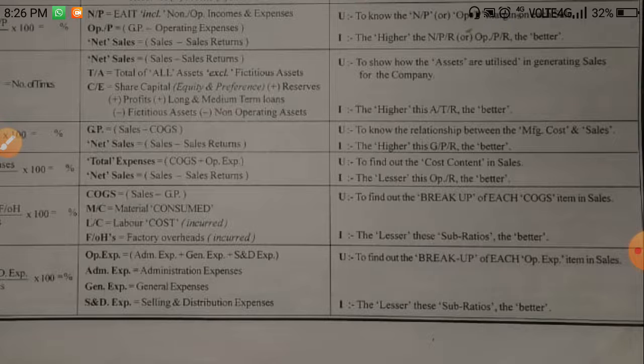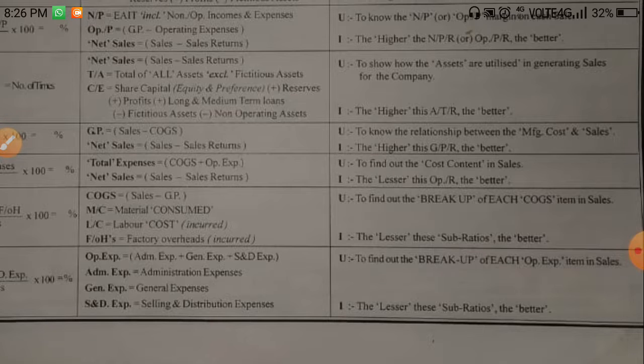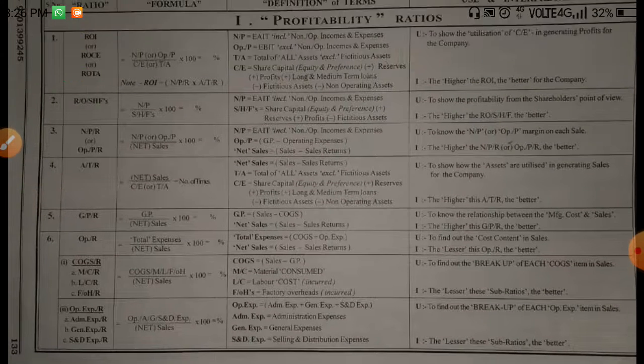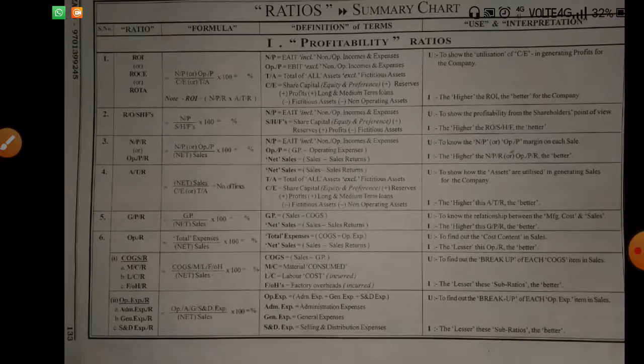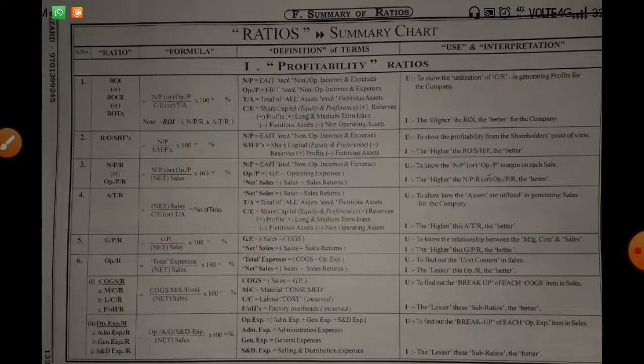These are the various profitability ratios, and here I'll end the video, and along with this video, I'll send this chart also, so that you can write it in your notes for better understanding. When you write, then only you can remember the ratios. And please, I am telling you, learn these ratios by heart, otherwise you cannot solve the problems.